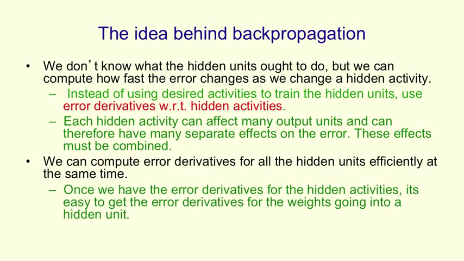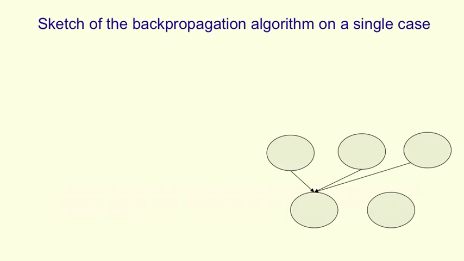Once we've got those error derivatives for the hidden units, that is, we know how fast the error changes as we change the hidden activity on that particular training case, it's easy to convert those error derivatives for the activities into error derivatives for the weights coming into a hidden unit. So here's a sketch of how backpropagation works for a single training case.